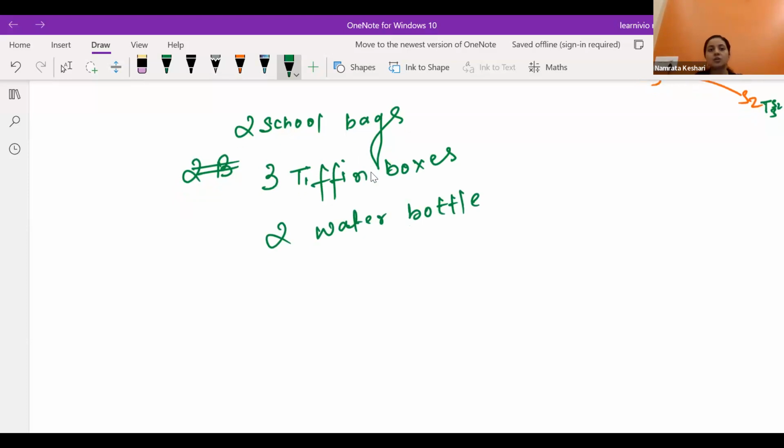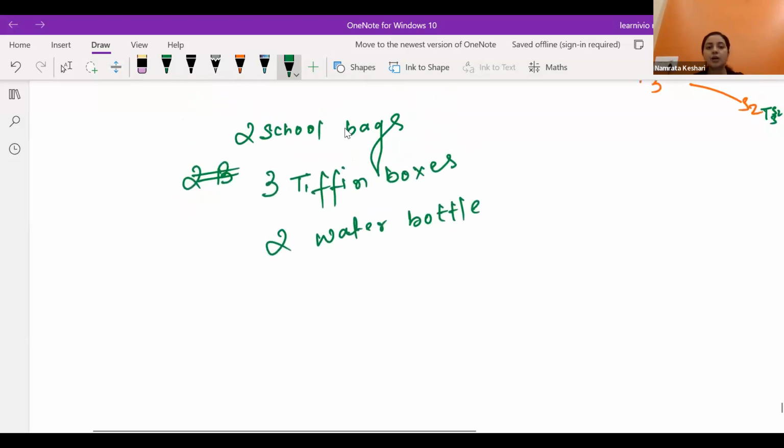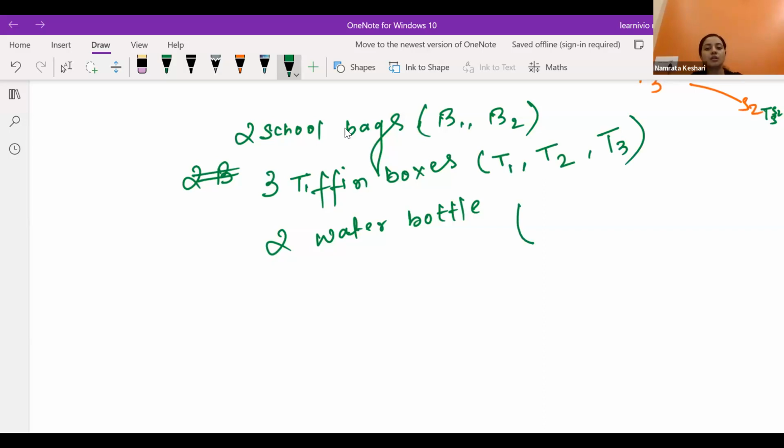So, if we are taking some, again, we are going to say the first bag, second bag, third bag, like that. Okay. So, two school bags means bag one and bag two we are having. We are just naming it. One of them is called bag one, another is bag two. Here, three different boxes means one of them is called tiffin box number one, another tiffin box number two, another tiffin box number three. Now, two water bottles means one of them is called the first water bottle and the second water bottle. Now, how many possibilities can we create from here?